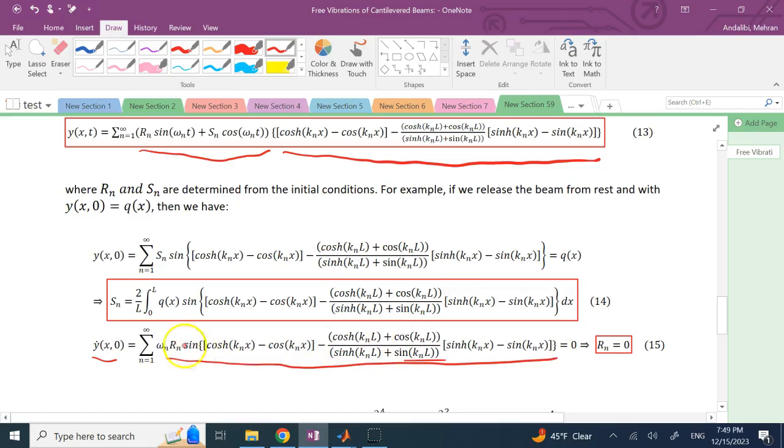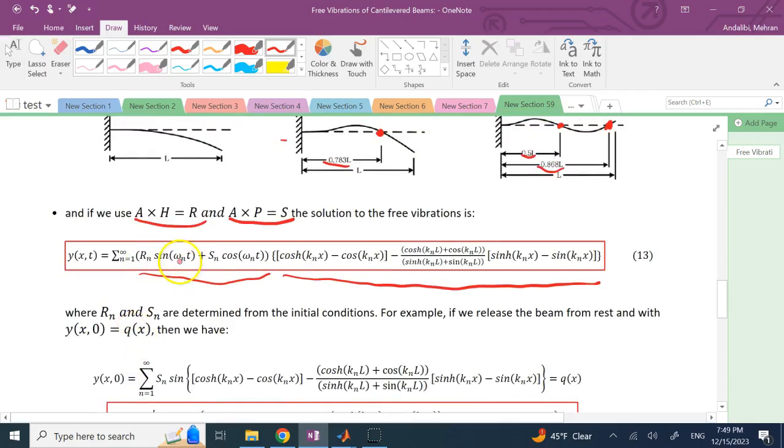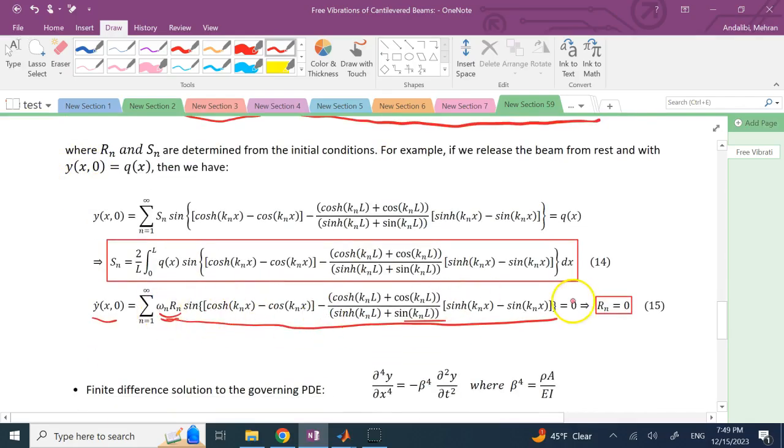That huge thing in brace is the f, and this omega n Rn is coming from this term, which becomes a cosine. Plug 0, that becomes 1, so r stays. This becomes a negative sign. At 0, that goes away. And if this is 0 for any x, that means this Rn has to be 0, which you can see in 15. And then y at x of 0, the initial displacement of the beam. Here, we choose an arbitrary function for it, q of x.